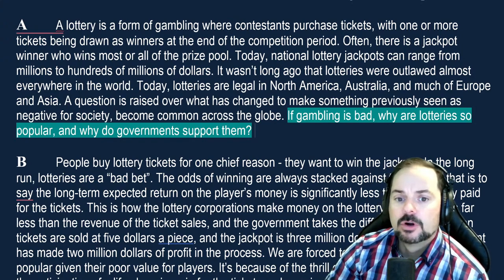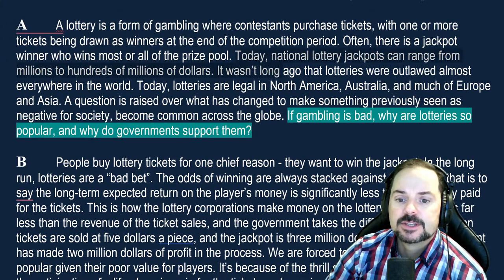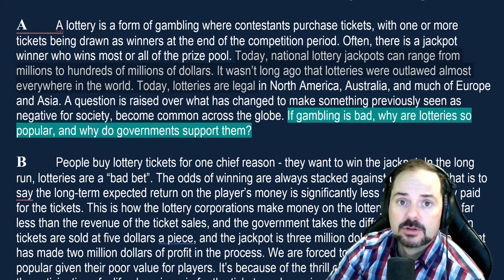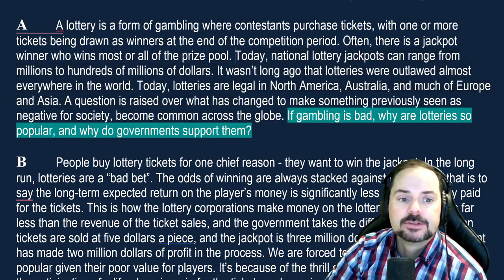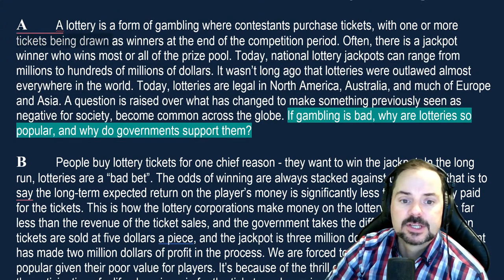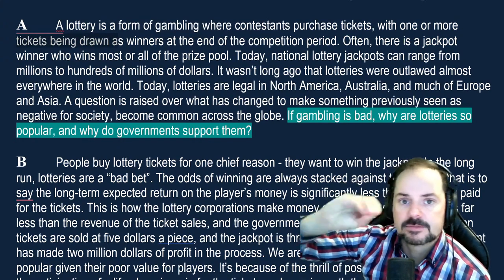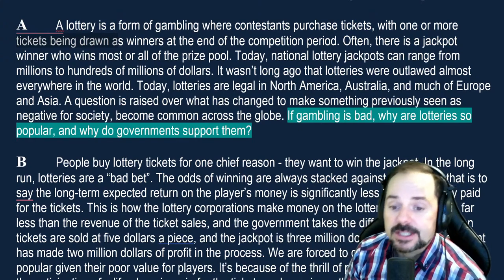Yeah, kind of. So the background's usually in the middle of the introduction, and it's this part here where it basically says that not so long ago the lotteries were illegal, but now they're everywhere. They're in North America, Australia, a lot of Europe. So that's the background, and also this part here where it says that there's a jackpot winner who wins most or all of the prize pool. So when you can see the pieces of the introduction, it helps you to really understand what's going on in more detail. That's why it's important.